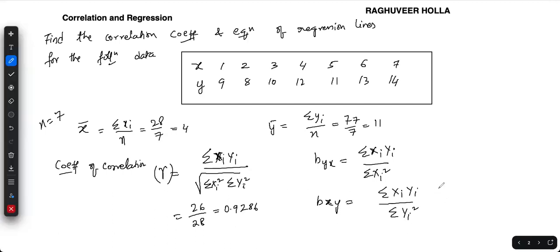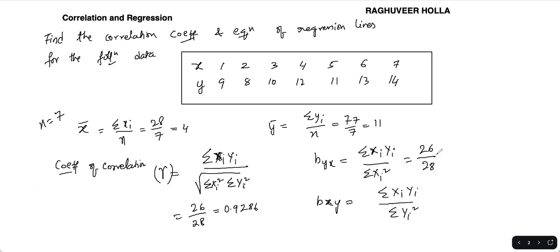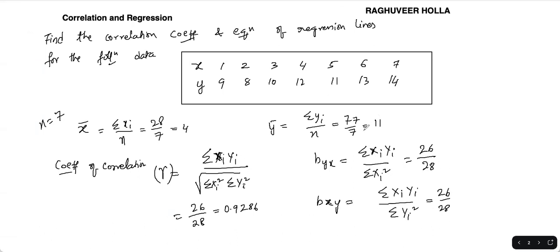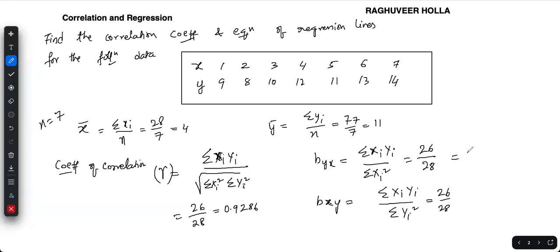And then next, let us calculate this. So this is 26 by 28, and for this also we get 26 by 28, which is nothing but 0.9286. This is also 0.9286.